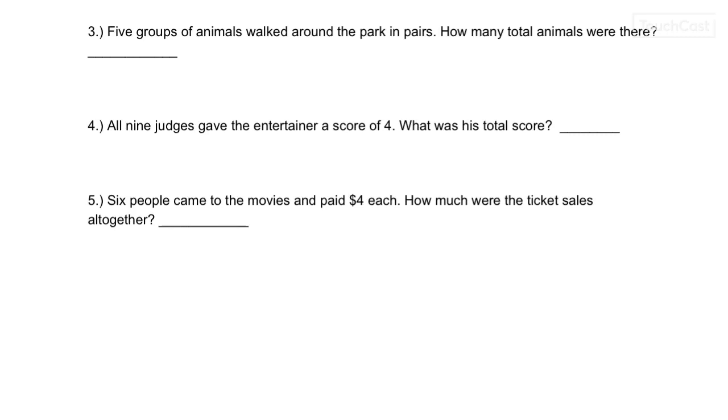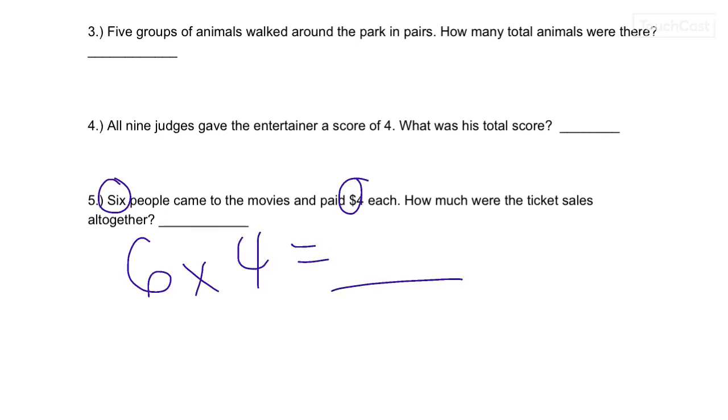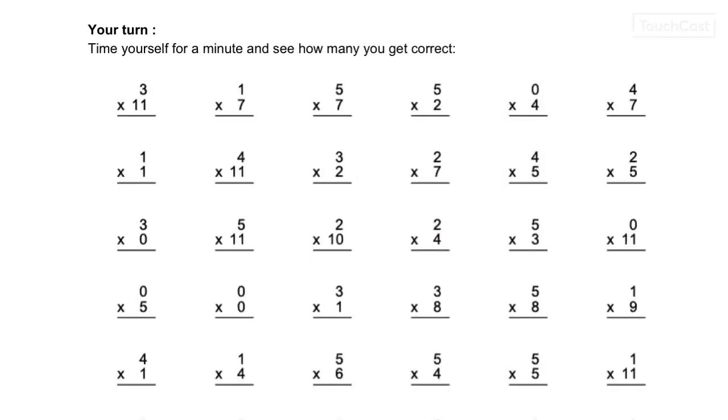And number 5. 6 people came to the movies and paid $4 each. How much were the ticket sales altogether? So if there's 6 people and they each paid $4. We haven't learned our 6s yet. Let's do our 4s. 4, 8, 12, 16, 20, 24. Stop. 24, you what? How much were the ticket sales? Well, we're talking about money. So $24.